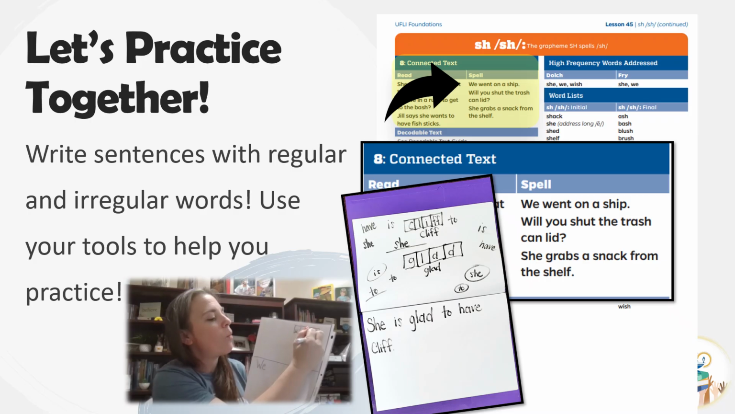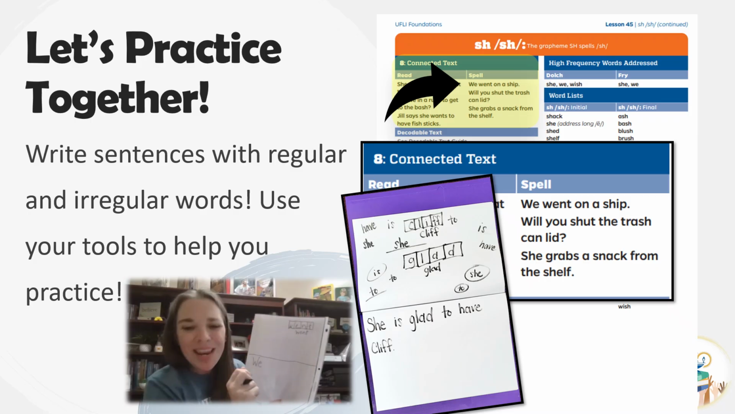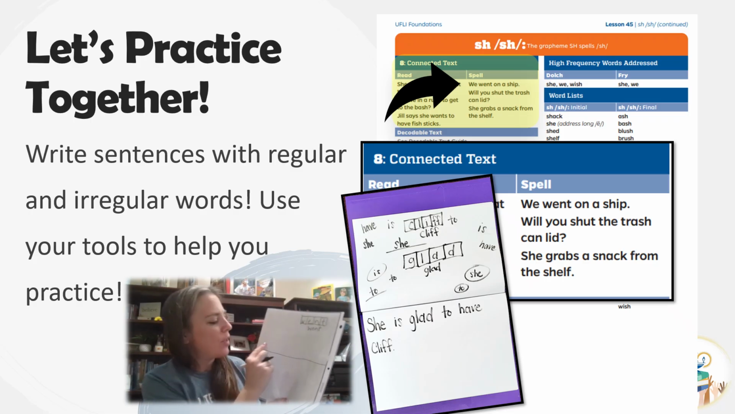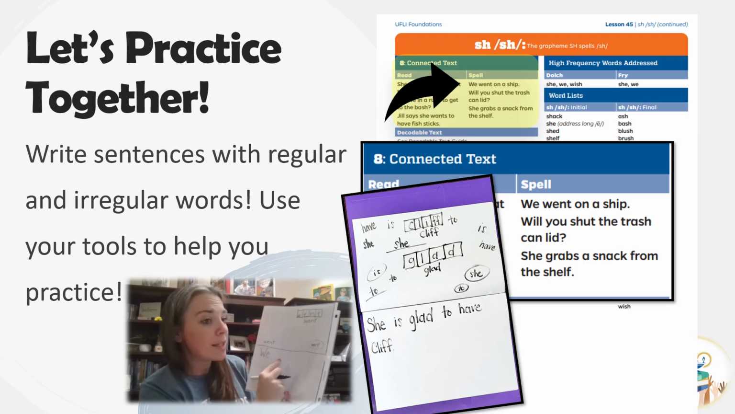Went. And went is a high frequency word, so I'm going to do something a little different with this because it's a word that appears a lot in text. I'm going to have them practice it in a couple of places. So I'm going to write went down here in the corner. And I'm going to tell them to write it in the circle. And then I'm going to tell them to put it in a sentence. We went.